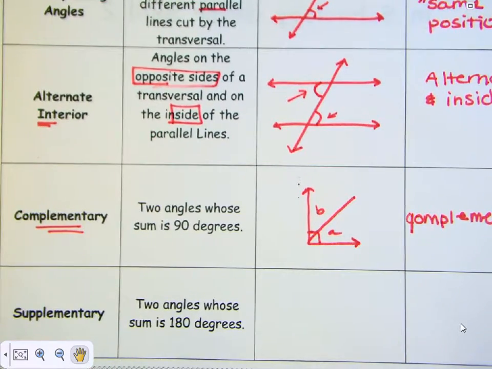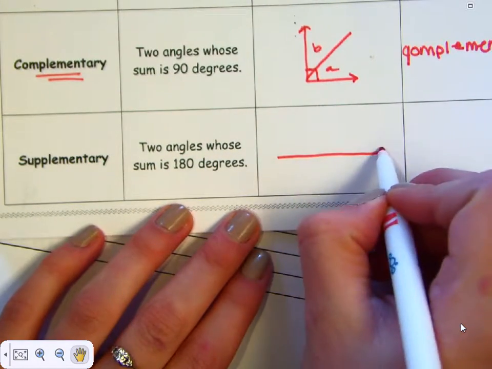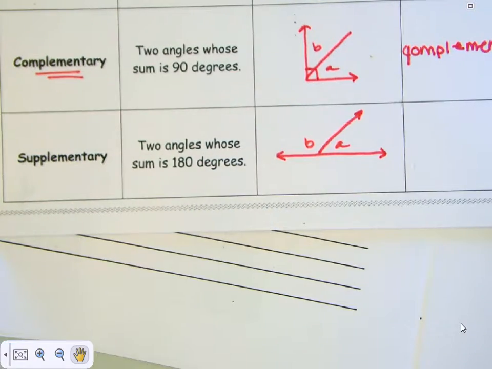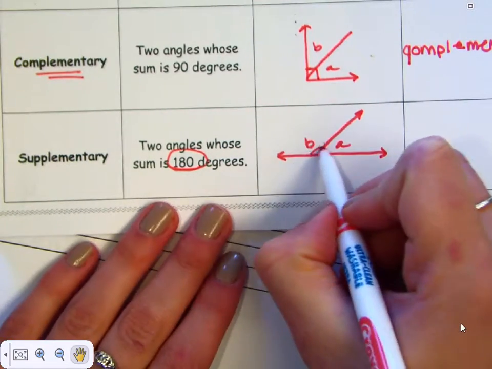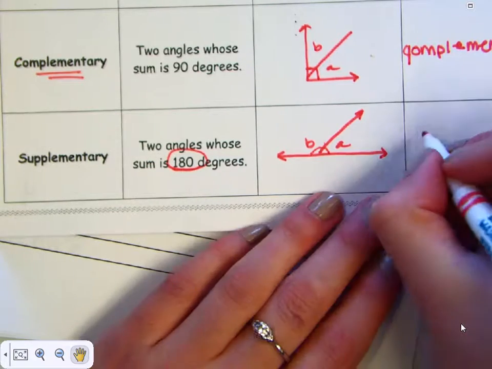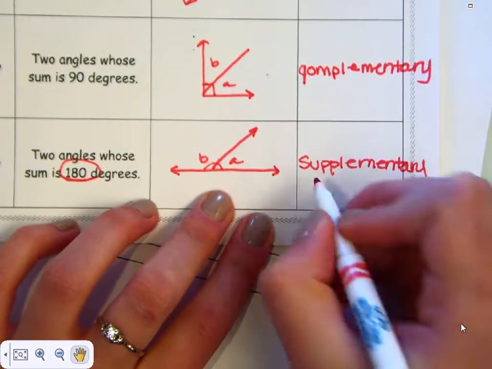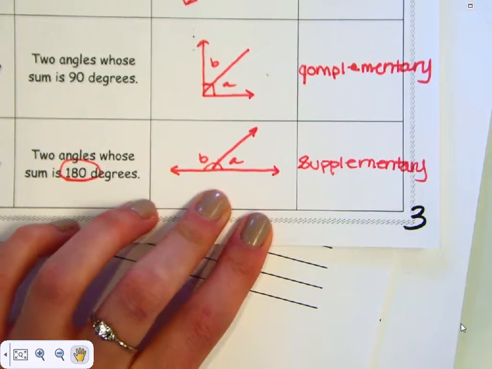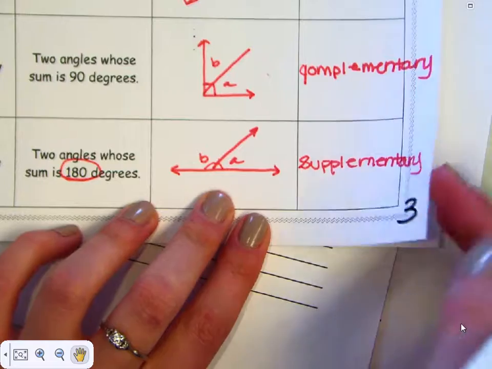So that is complementary. Supplementary is 2 angles that sum to be 180 degrees. 180 degrees is a straight line. So A and B there would be supplementary because they sum up to 180 degrees. If we were to add those, it would add up to a straight line, which is 180 degrees. To remember this one, in the word supplementary, I would think I could change this S into an 8. That's how I remembered that this one meant 180 degrees and the other one meant 90 degrees. That's just a little trick you might find helpful.